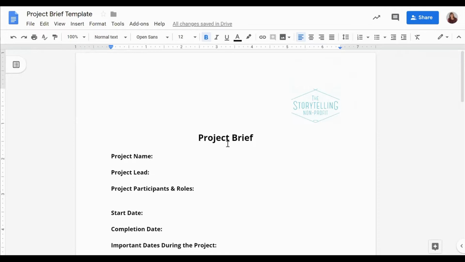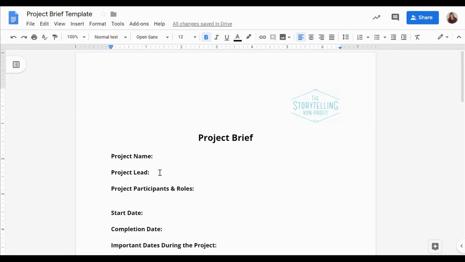So here are some of the basic things that go into this brief for me. First of all, I always start with a project name. We want to name this thing so we can talk about it in our project plans and our weekly meetings, and so that we all know basically what we're talking about. It might be something like year-end fundraising campaign or August communications campaign. It can definitely be something as simple as that.